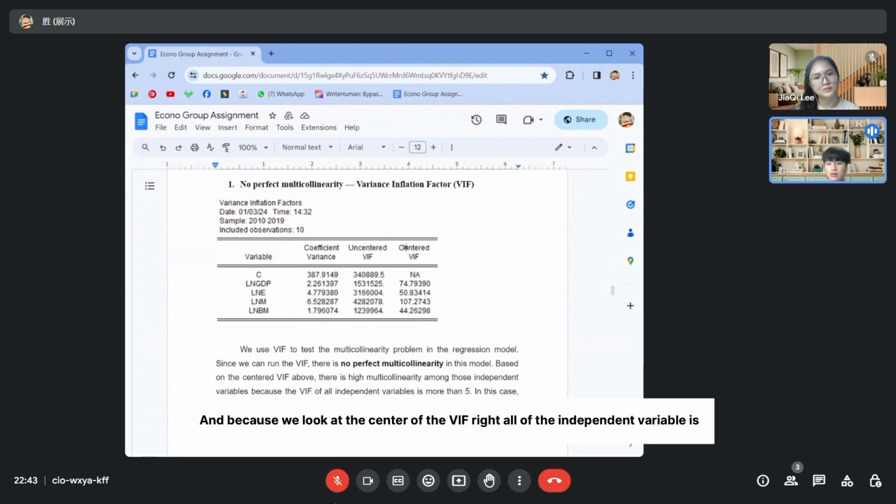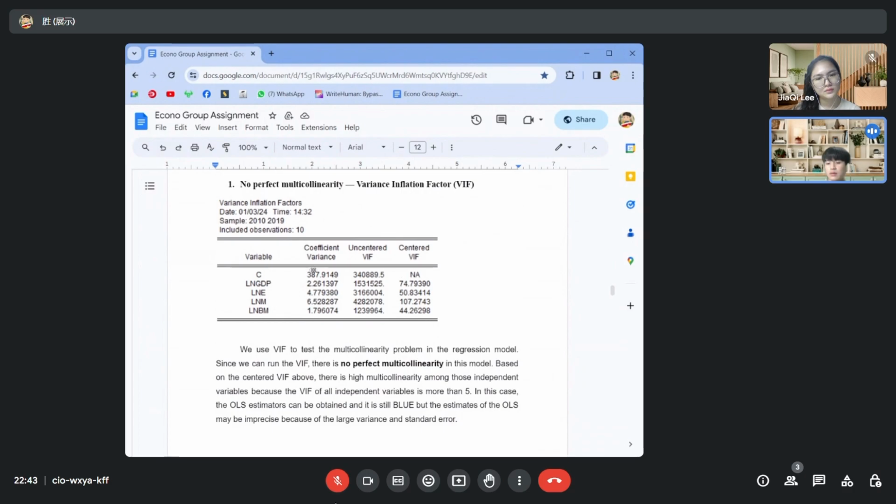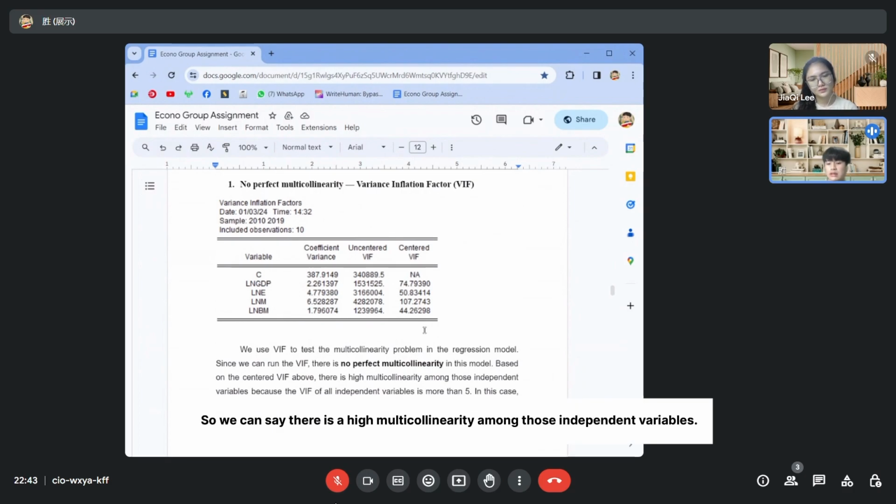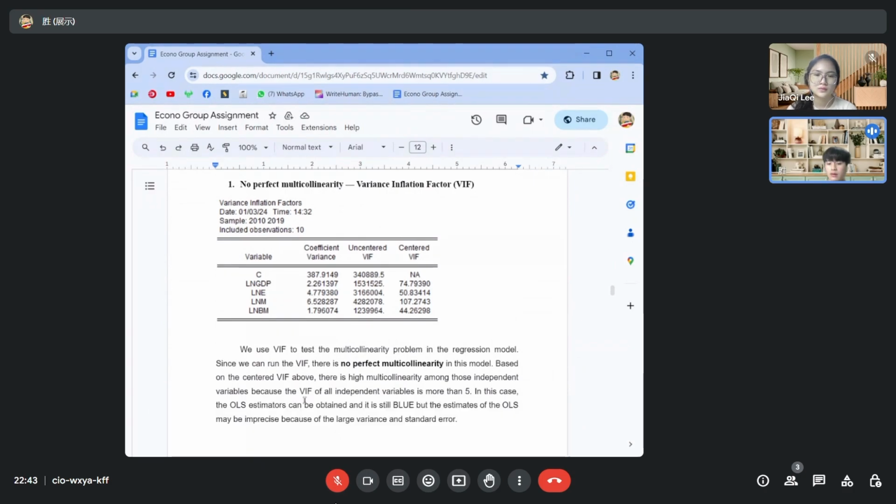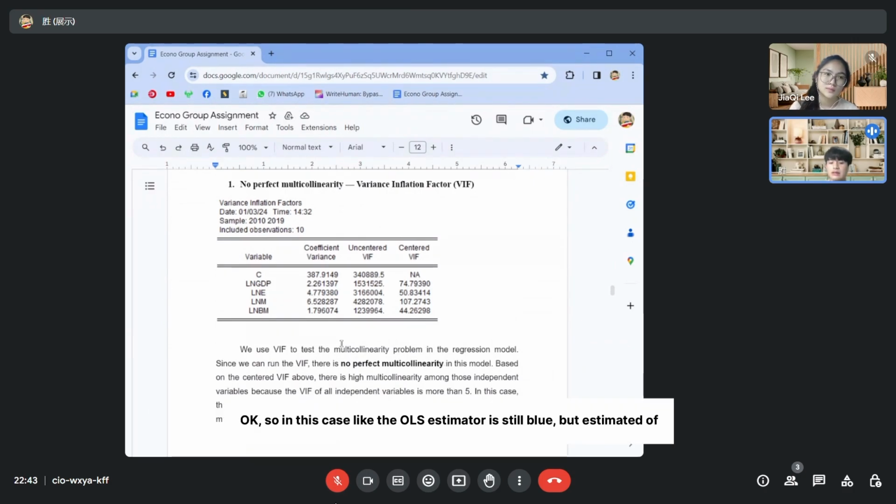And because we look at the VIF, all of the independent variables are more than 5. So we can say there is high multicollinearity among those independent variables. In this case, the OLS estimator can be obtained and it is still BLUE, but the estimator of the OLS may be imprecise because of the large variance and standard error.